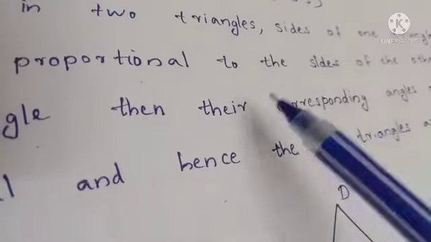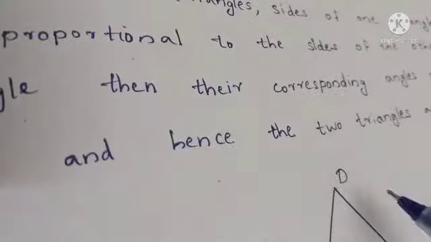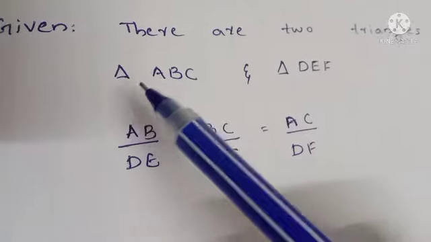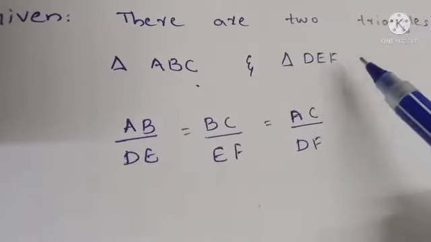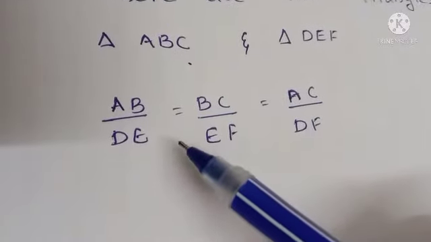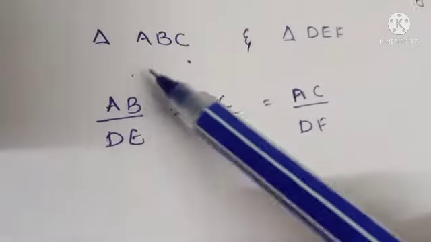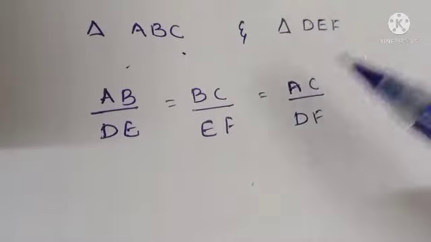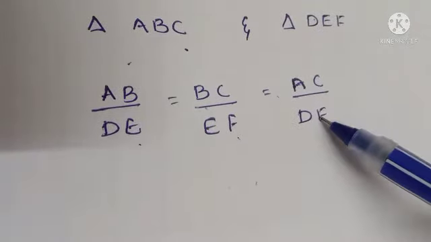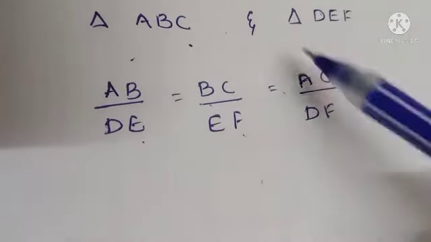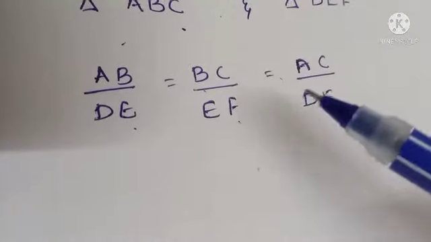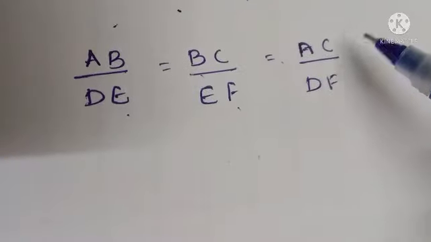Before that we have to write what is given in the statement. There are two triangles. Here I took triangle ABC and triangle DEF. You can write any name. In the statement it is given that the sides of one triangle are proportional to the sides of the other. So here AB by DE equals BC by EF equals AC by DF. So these are given.